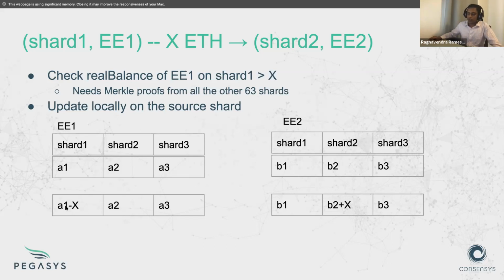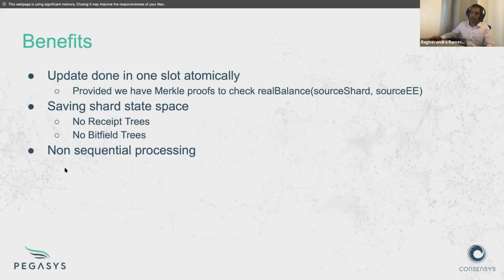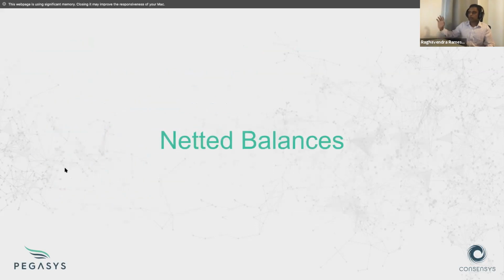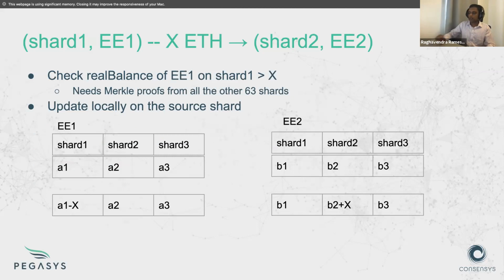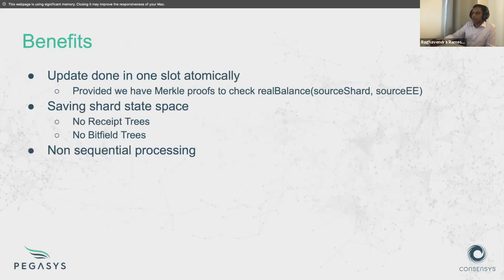If A1 is less than X, this can go negative. The real balance can still be more than X, but the local portion can still go negative. Okay.